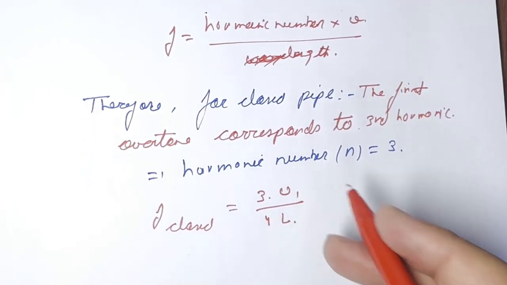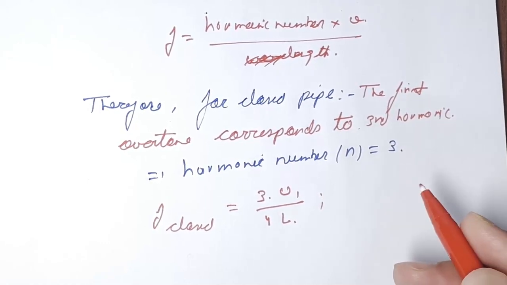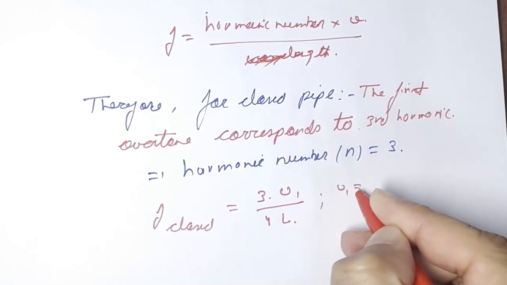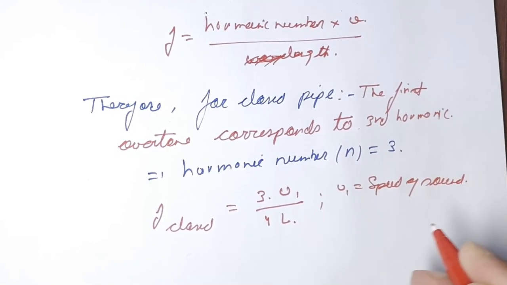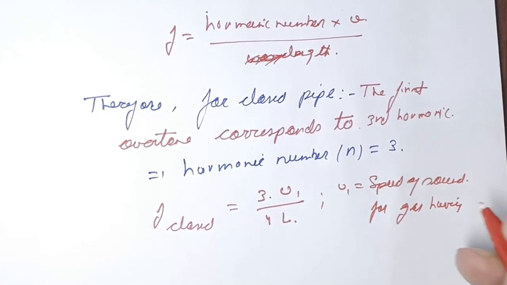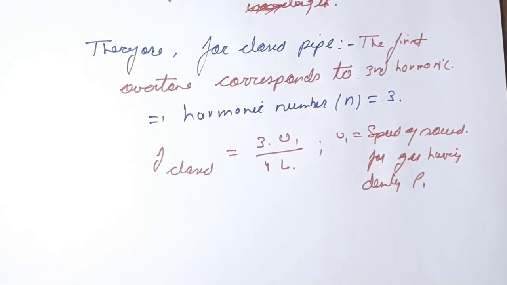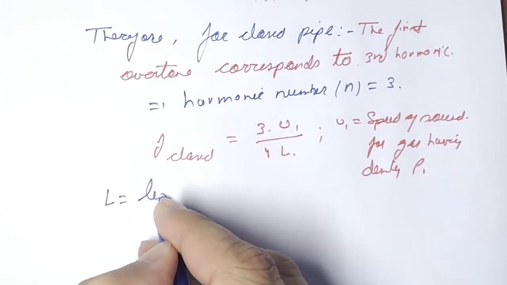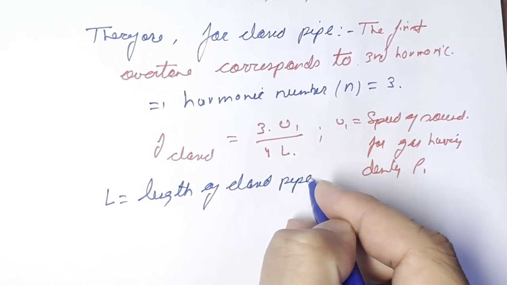And where V1 is the speed of sound for gas having density ρ1, and L is the length of the closed pipe.